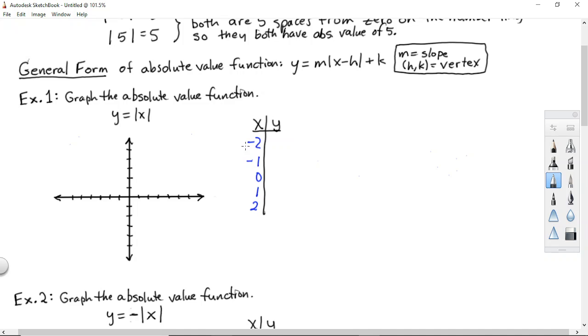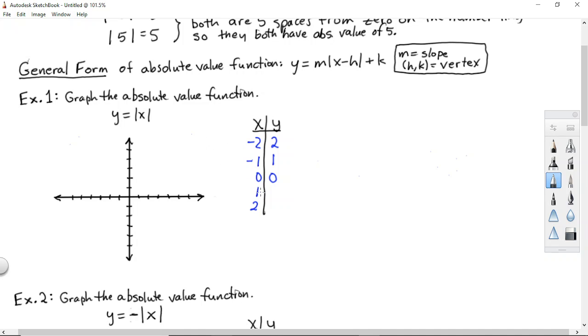So when x is -2, what is y? Well, we're just plugging in -2 for x, right? And so it's the absolute value of -2, right? When we plug in -2 for x, the absolute value of -2 is just 2. Okay, if we plug in -1 for x, then that becomes the absolute value of -1, which is 1. The absolute value of 0 is 0.